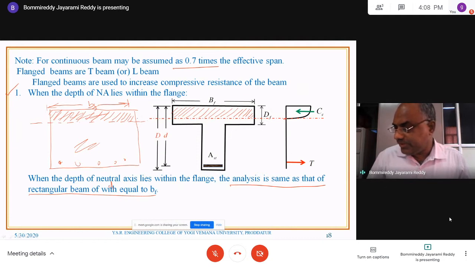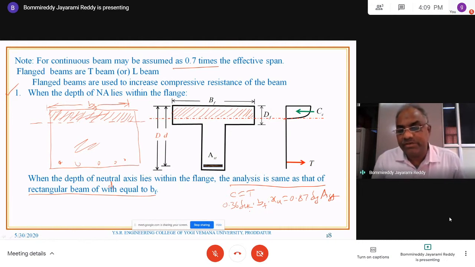So if it is rectangular, C equals T. What is C? 0.36 fck B, and in place of B it is B suffix F, multiplied by Xu, will be equal to 0.87 fy into Ast. This is the equation that you have seen for the singly reinforced section. The same thing will be used when the depth of the neutral axis lies within the flange. So it is as good as a rectangular beam.